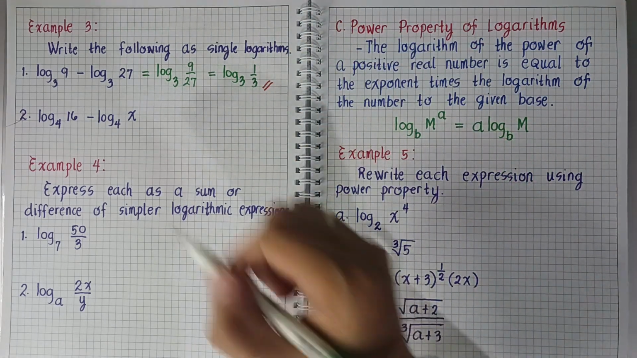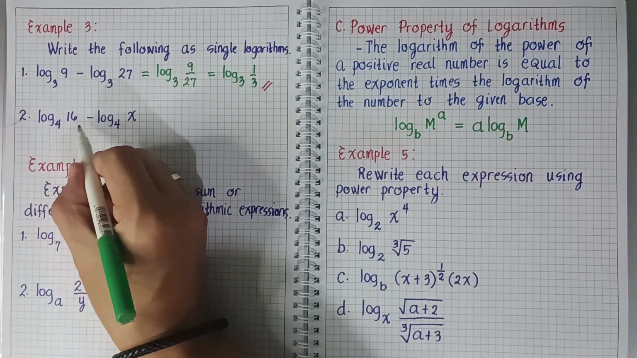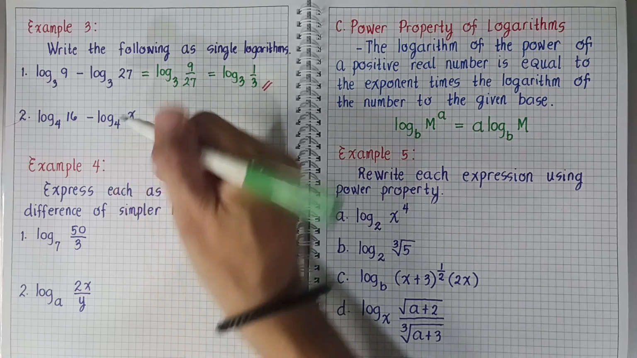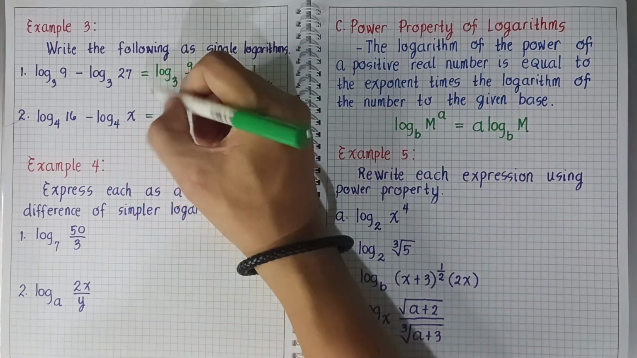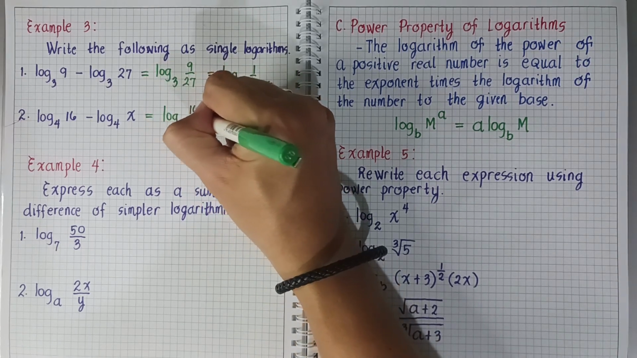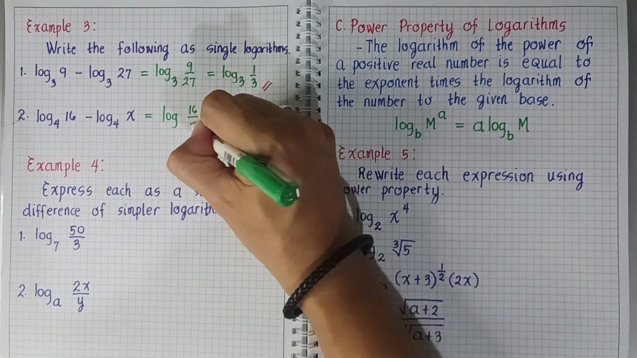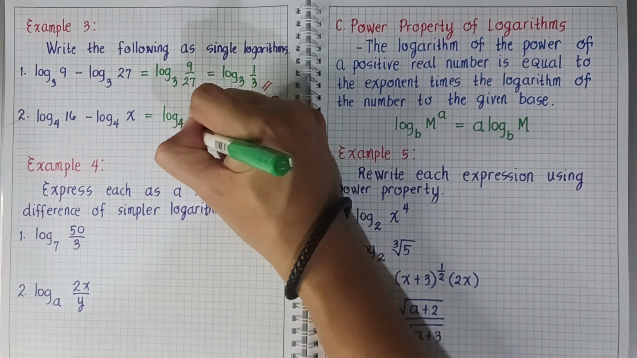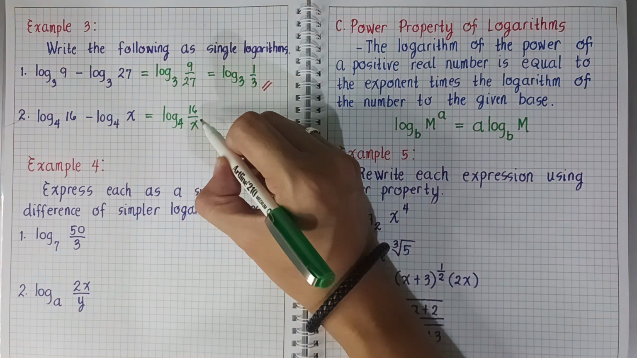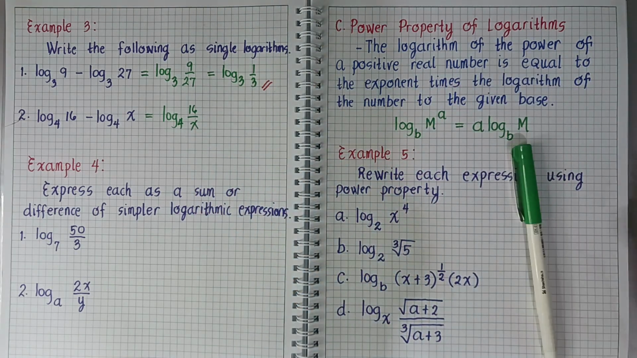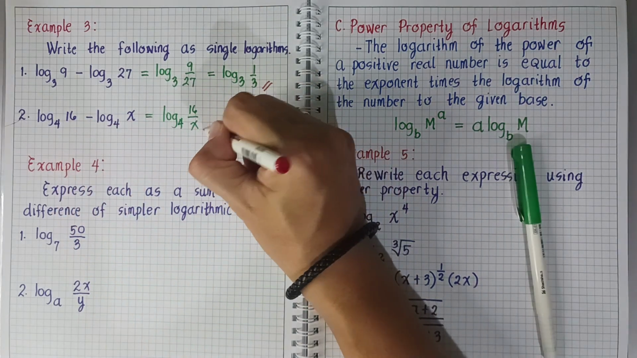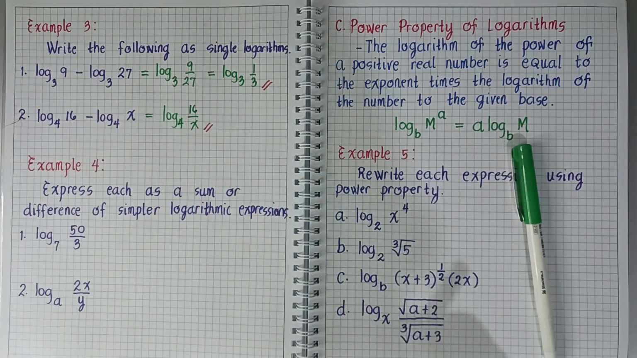Now, another example. The logarithm of 16 to the base 4 minus the logarithm of x to the base 4. So, the logarithm of 16 over x to the base 4. Hindi pwedeng logarithm of x over 16 to the base 4. Okay? So, unahin natin to guys palagi. So, m over n. So, this will be your final answer.